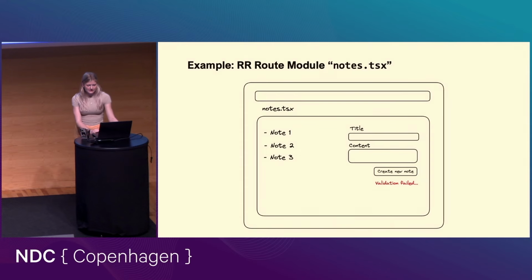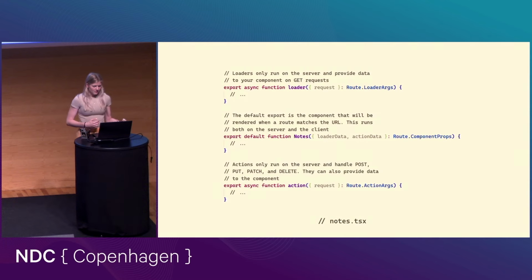We can look at this example of a route module, nodes.tsx. Let's pretend that we have a list of nodes and a form to add a new node. The form can also display validation errors. This route module has 3 exports: a loader, a default, which is the component, and an action.